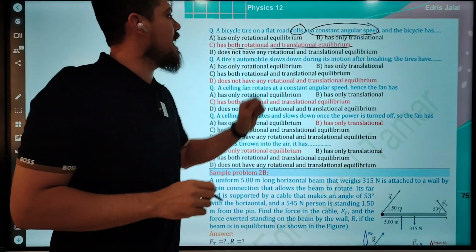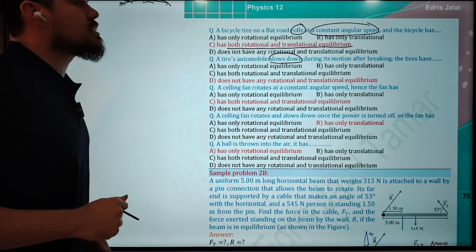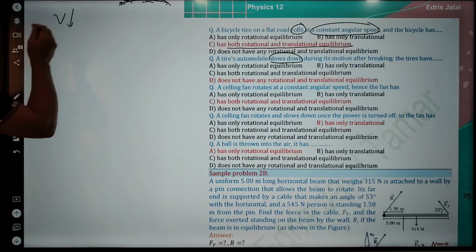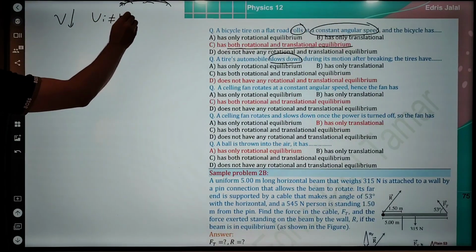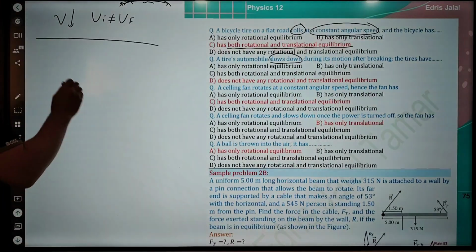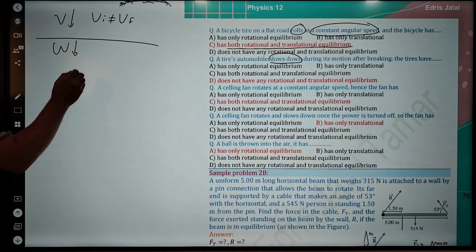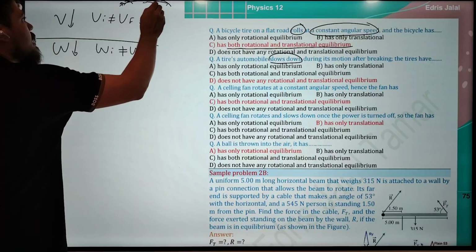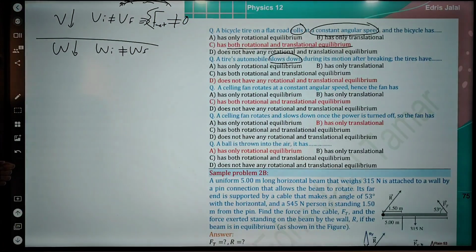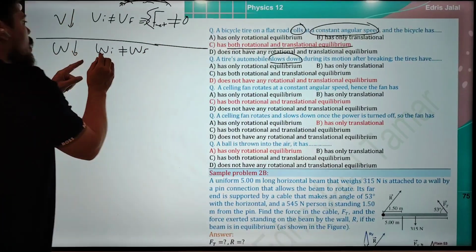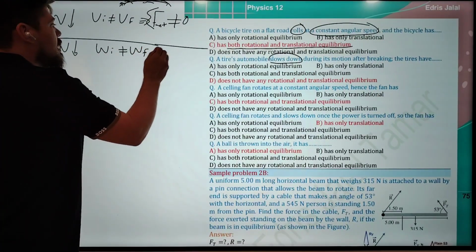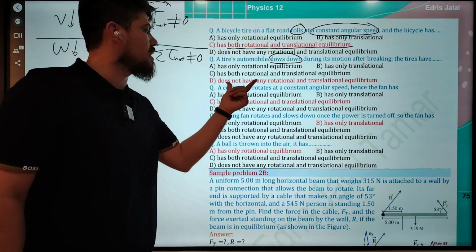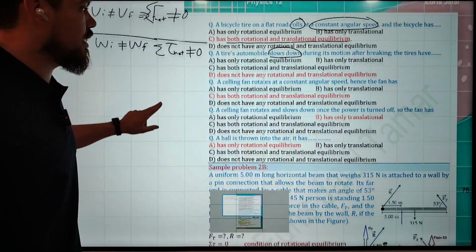A tire of an automobile slows down. Be careful. When the tire of an automobile slows down, what happens to the velocity? Velocity decreases. When velocity decreases, it means that V initial is not equal to V final. When the automobile slows, the angular speed of the tire also decreases. It means that omega initial is not equal to omega final. So in that case, net force is not equal to zero. This object has no translational equilibrium. When omega initial is not equal to omega final, it means that the net torque is not equal to zero. So that is why you have to say the car does not have rotational or translational equilibrium.